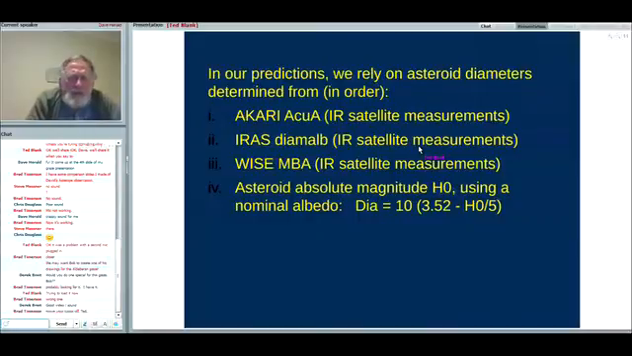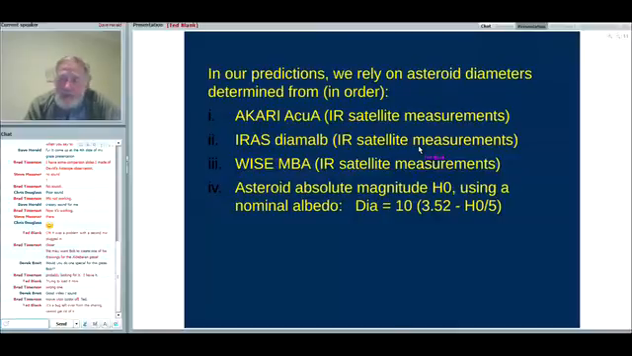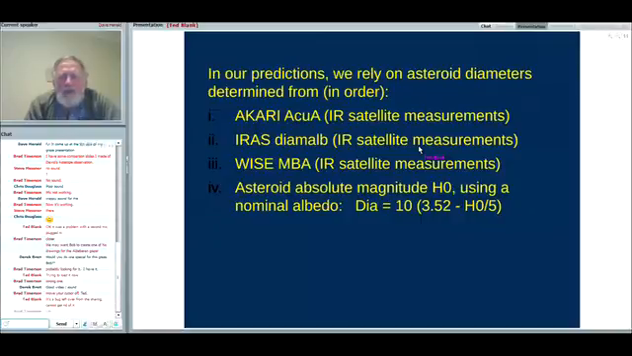They're infrared satellite measurements. They measure the reflectance at several infrared wavelengths, and from that they deduce the albedo of the asteroid, and then given the albedo and the magnitude of the asteroid, you can infer the diameter.